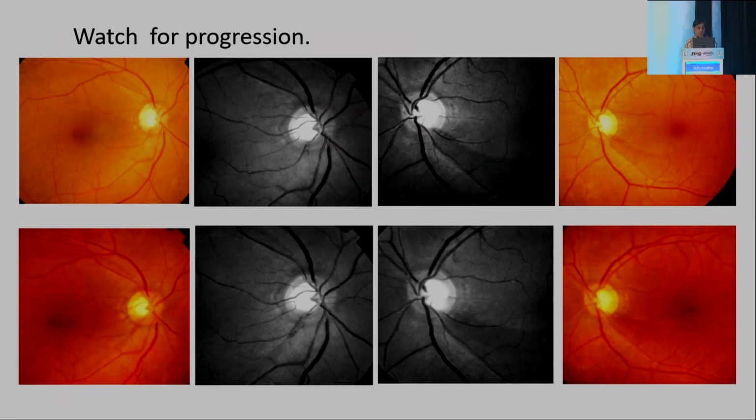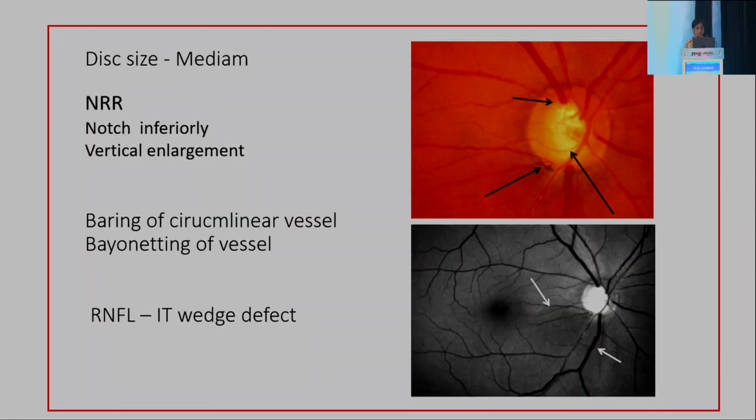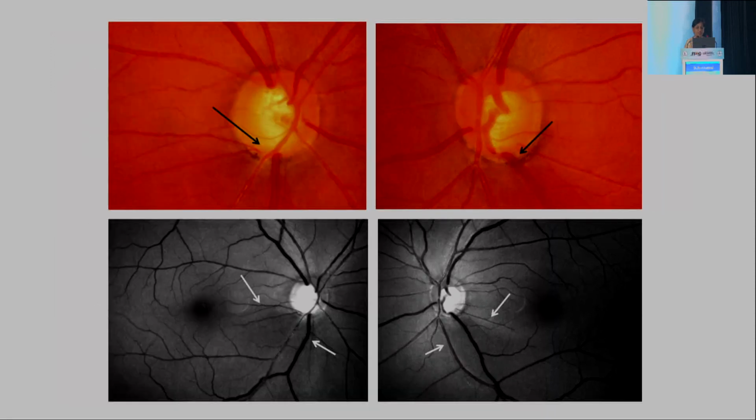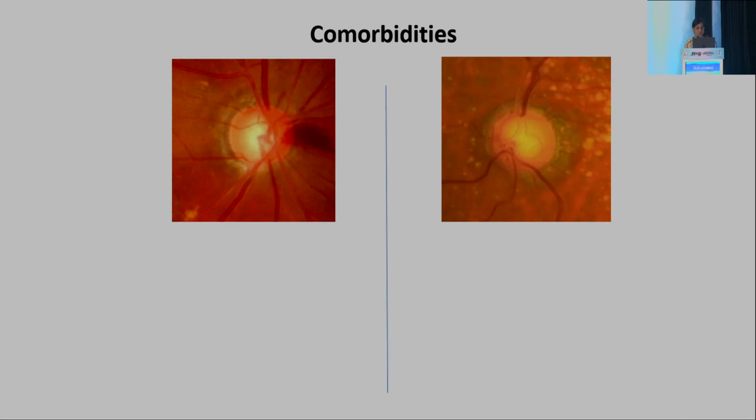Here also there is a progression of a wedge-shaped defect and an inferior thinning of RNFL, a slit defect. Some discs are definitely outliers, and you cannot make out whether they have glaucoma or not, so you need to document them. So this is a patient with a medium-sized disc, and all the signs are there. Again, a left eye, all the signs are there. So these patients have glaucoma. Always, always document. Don't forget documentation of these patients.